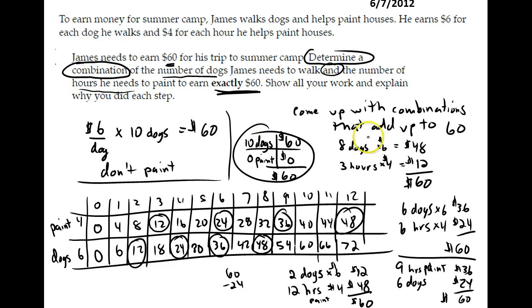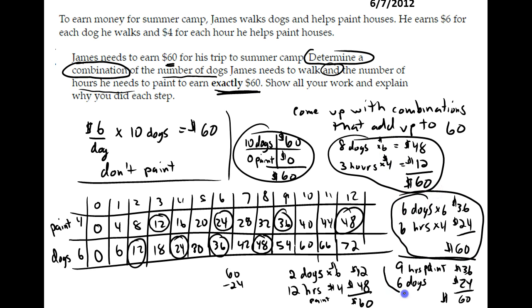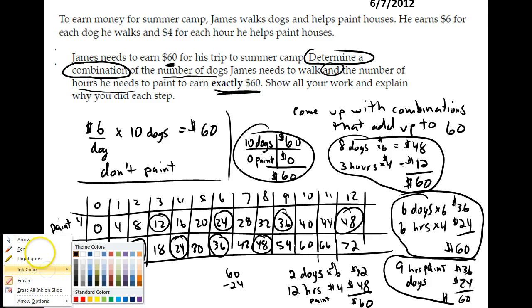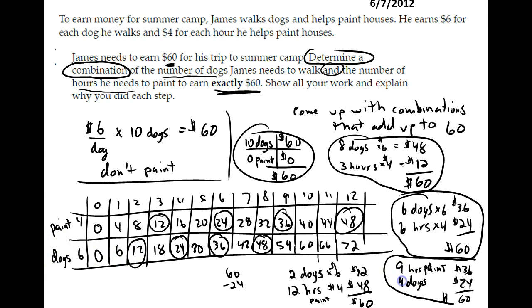10 dogs and no hours painting, 8 dogs and 3 hours painting, 6 dogs and 6 hours painting. Oops, that's a mistake. It's not 6 dogs here, it's 4 dogs. 4 dogs and 9 hours painting, or 2 dogs and 12 hours painting. These are the integer combinations. We're going to assume that he doesn't paint for half an hour or something like that. Alright, sounds good.